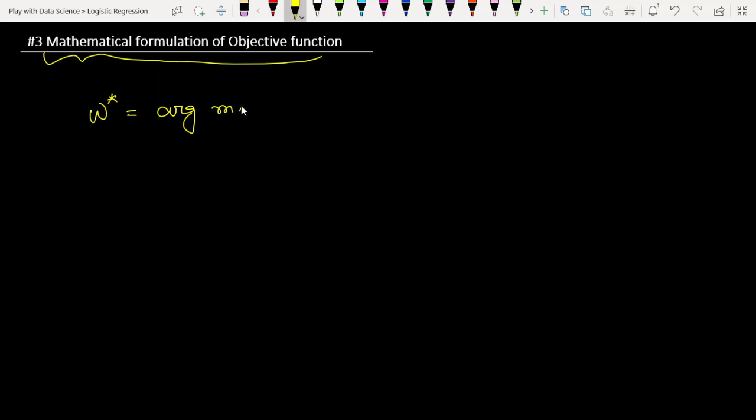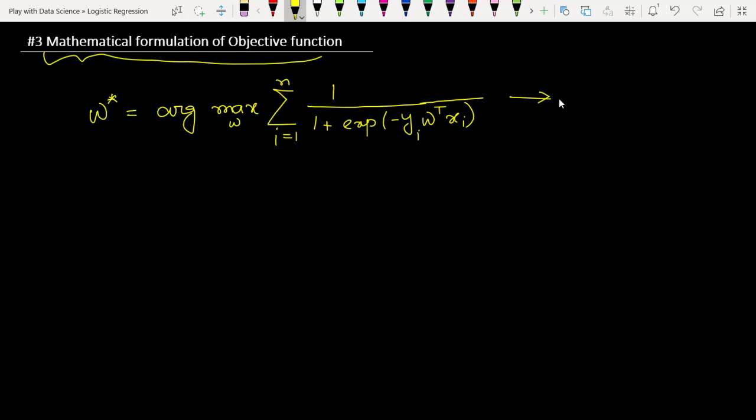arg max over W of the summation over i equals 1 to n of 1 by 1 plus exponential of minus yi W transpose xi. Okay, this is our optimization problem. After applying the squashing technique, we got it.